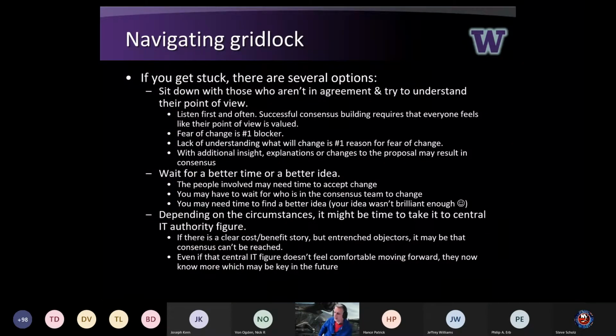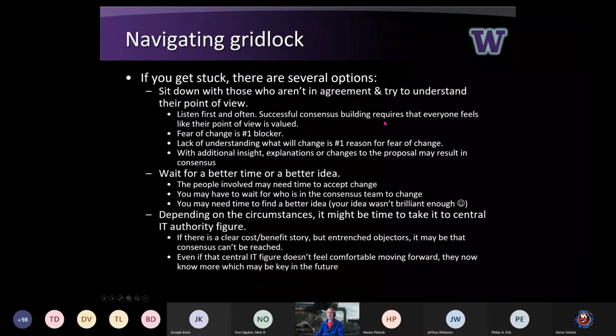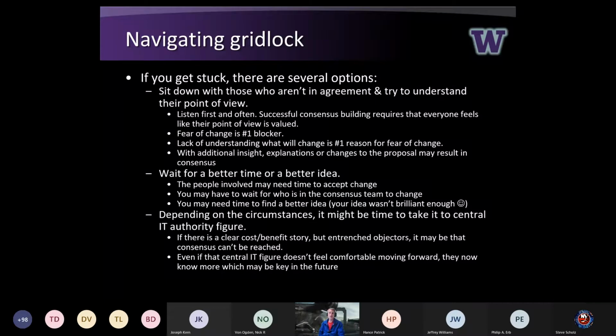If you encounter that sort of gridlock, here are a few tips. Biggest tip is to listen. Sit down with the people who are in disagreement, and just listen. You need to really focus on understanding what their point of view is. And I think what you'll find is that people are afraid of the change, and the reason they're afraid is that they don't understand the change and what it means. Those are almost always the top contributing factors. But it may be that they've got a great point of view that you haven't considered, and that may lead to insights that let you change the proposal and improve your consensus.